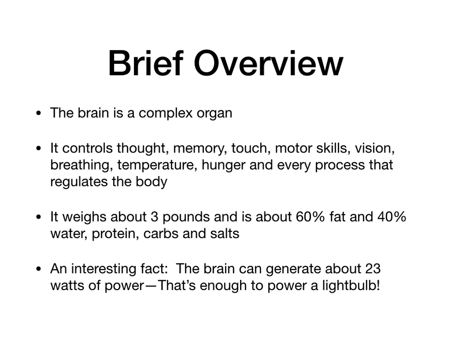Okay, so let's talk about just a brief overview of the brain. As we all know, the brain is a complex organ. It controls thought, memory, touch, motor skills, vision, breathing, temperature, hunger, basically every process that regulates the body. A really cool fact to know, just for fun, is that it weighs about 3 pounds. It's about 60% fat, 40% water, protein, carbs, and salts. Another really interesting fact is the brain can generate about 23 watts of power. That's enough to power a light bulb.